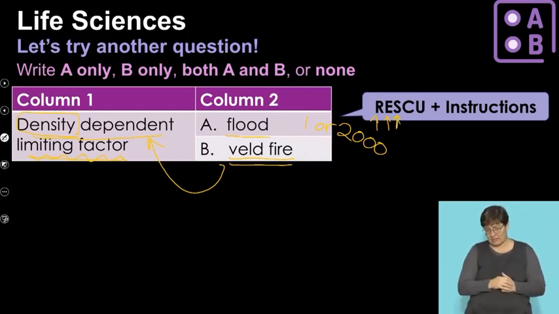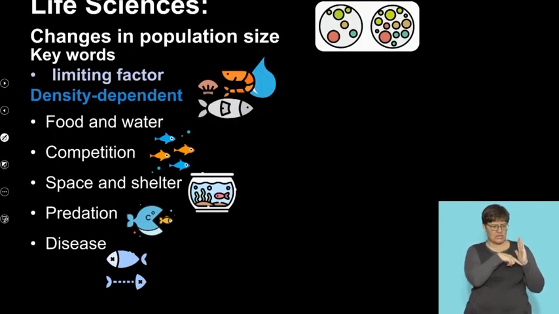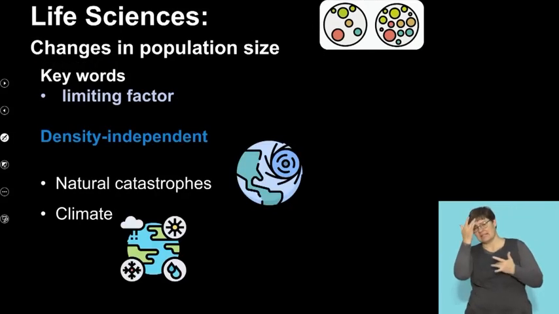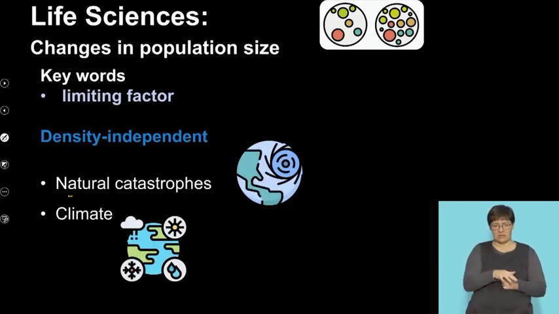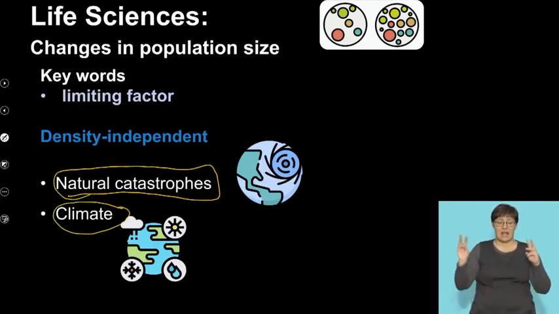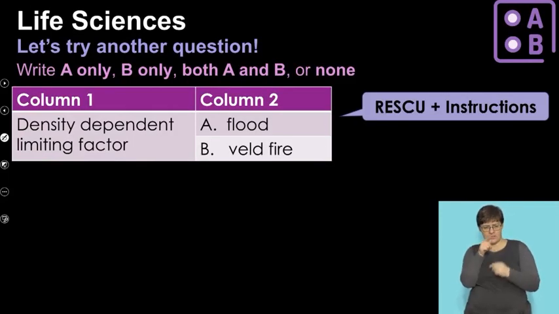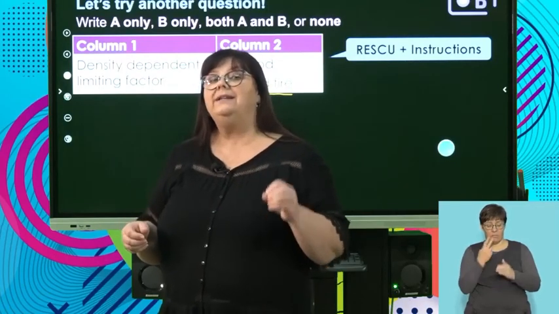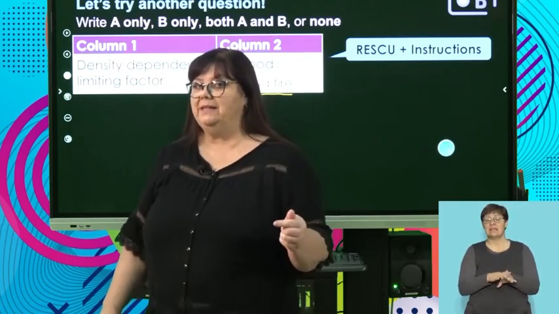So now I've checked my information. Here we go. Here are my density-dependent limiting factors: food and water, competition, space and shelter, predation, disease. Here are my density-independent: natural catastrophes and climate. And when we look at our options again, floods and veld fires belong in the group of natural catastrophes and climate. So in fact, both of them are density independent factors.